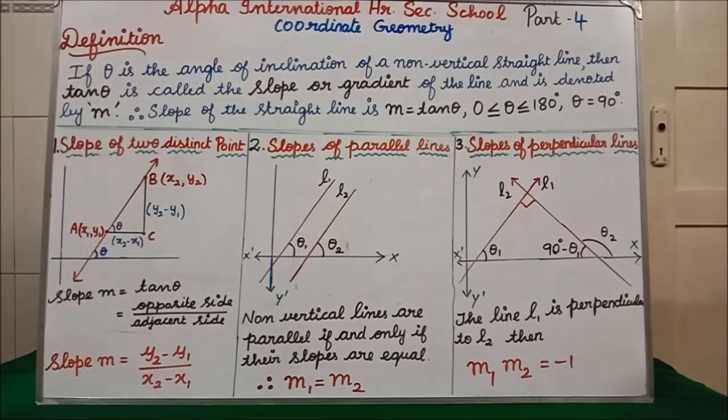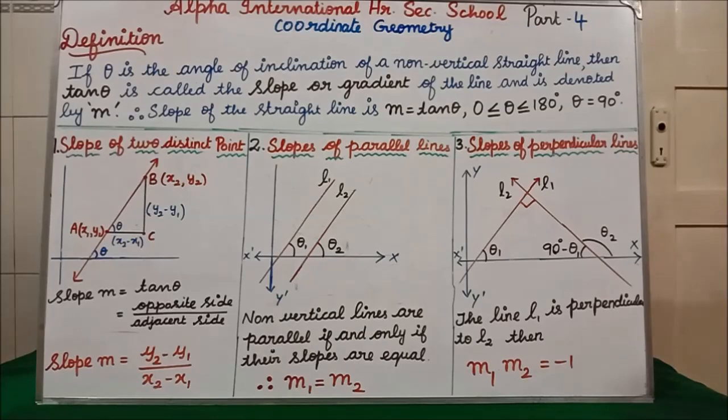90 degrees, I have told it is the inclination of a line. Inclination of a line, I told, no? So sometimes theta will vary from 0 to 180 degrees, or theta equal to 90 degrees. Clear, all of you?